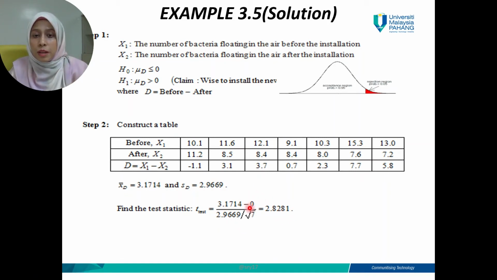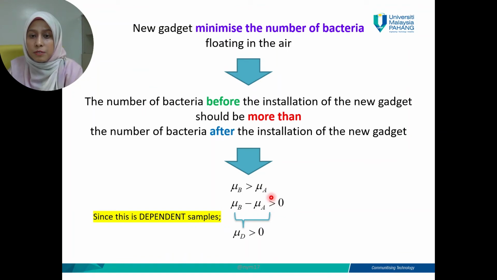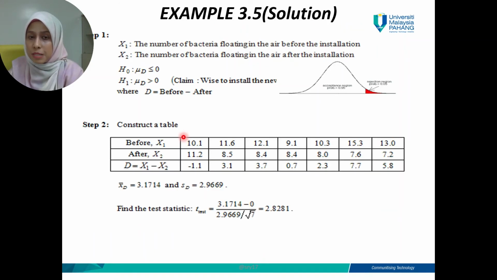Substitute into the formula and you get 2.8281. The hypothesized mean here is 0, because when we transferred mu a to the left hand side just now, 0 is on the right hand side. So 0 becomes your hypothesized mean. That's how you calculate the test statistic, class. If you have any question at this point, do PM me immediately. Okay, that is the test statistic.